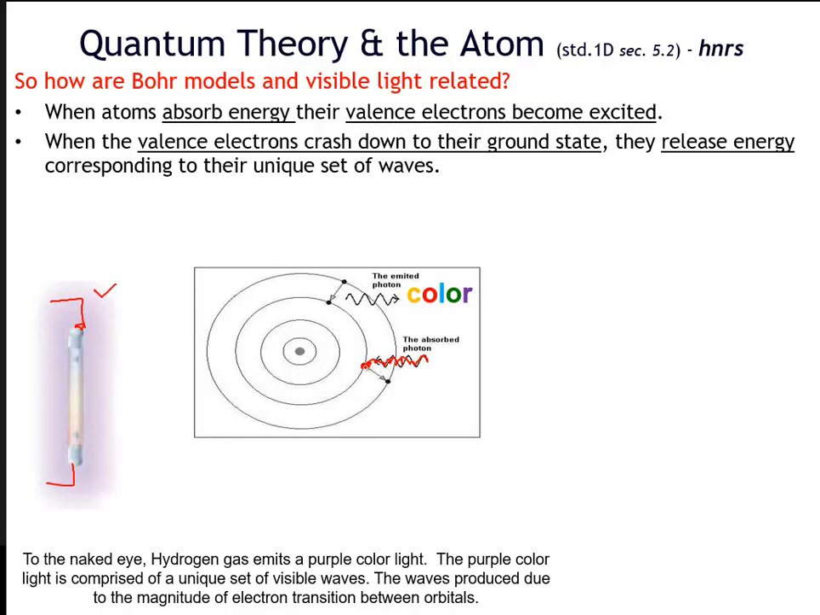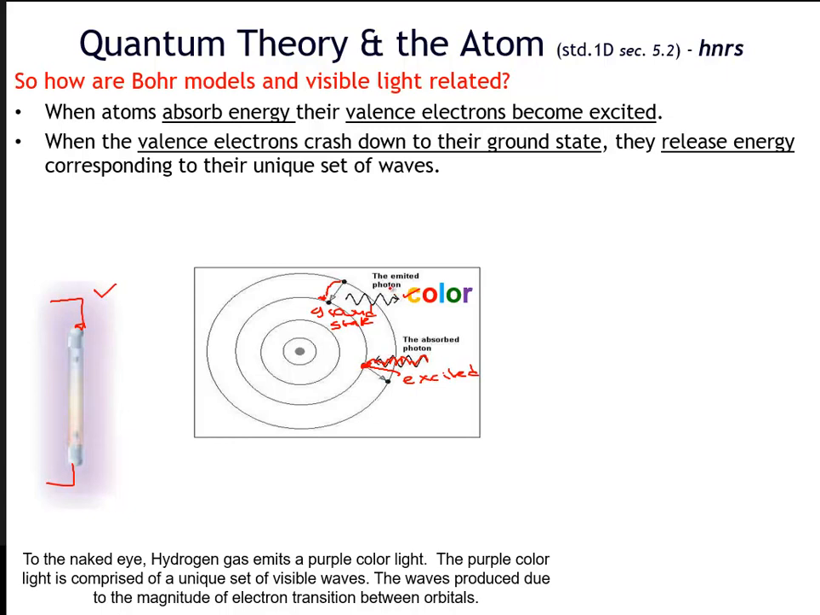So the electrons of the atoms of hydrogen are essentially jumping up to new and higher energy levels. This is called being excited. Now, they don't last there that long. And so what ends up happening is that they eventually crash back down to what we call their ground state. The ground state is where they started at. When they do that, they release color.